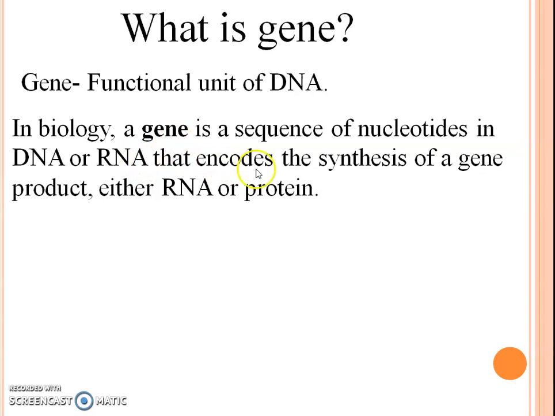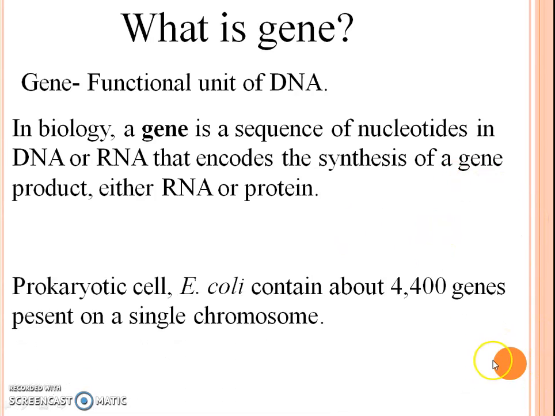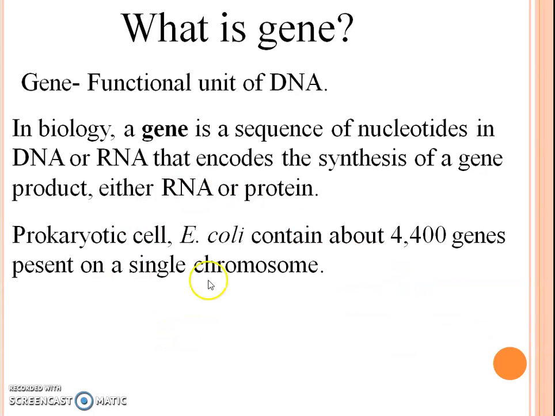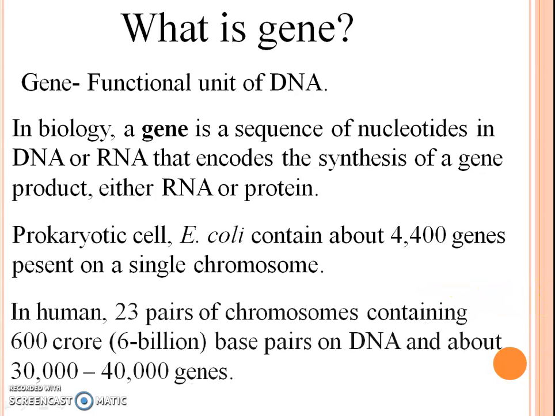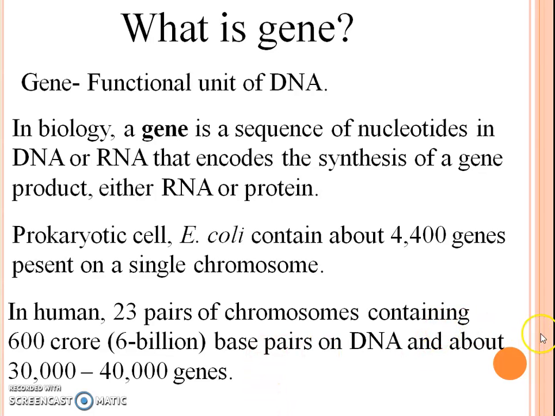In biology, a gene is a sequence of nucleotides in DNA or RNA that encodes the synthesis of a gene product, either RNA or protein. A prokaryotic cell, such as E. coli, contains about 4,400 genes present on a single chromosome. In humans, 23 pairs of chromosomes contain 600 crore base pairs of DNA and about 30,000 to 40,000 genes.